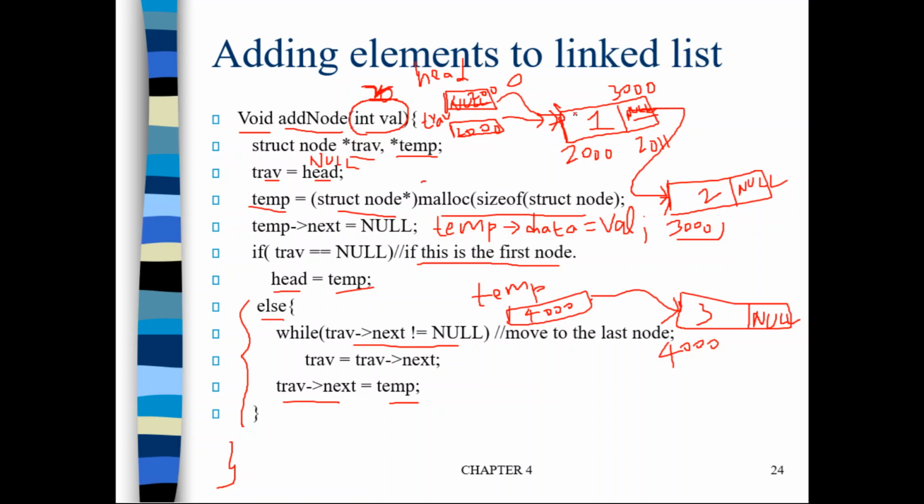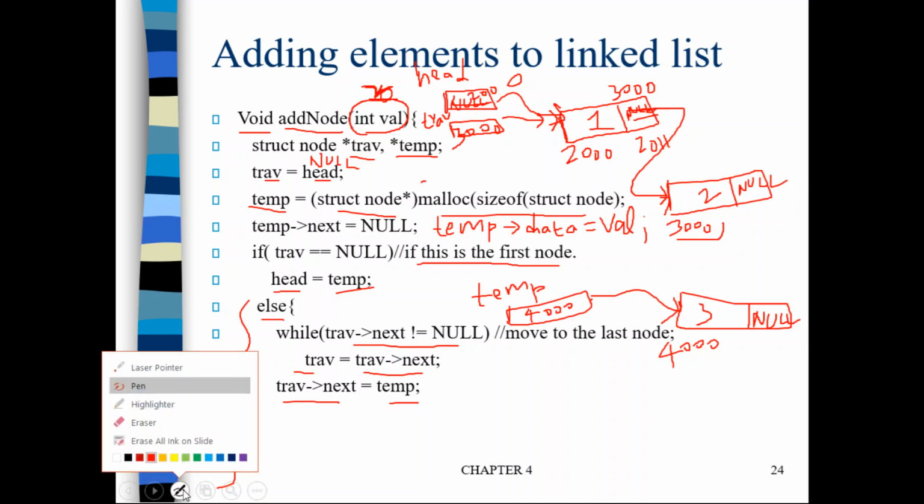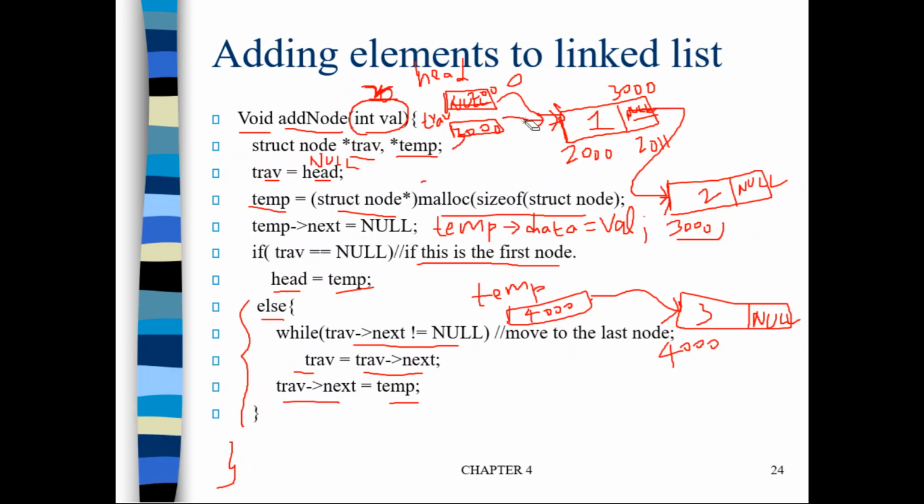What does traverse arrow next contain? 3000. So that 3000 will now be stored in traverse, this pointer. So it will no more be 2000, it will now be 3000. Which means that now the traverse pointer is not pointing to the first node, rather it is pointing to the second node. Okay, it's pointing here. Fine.